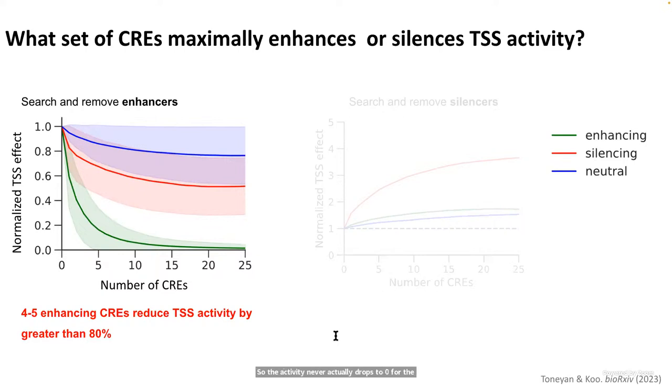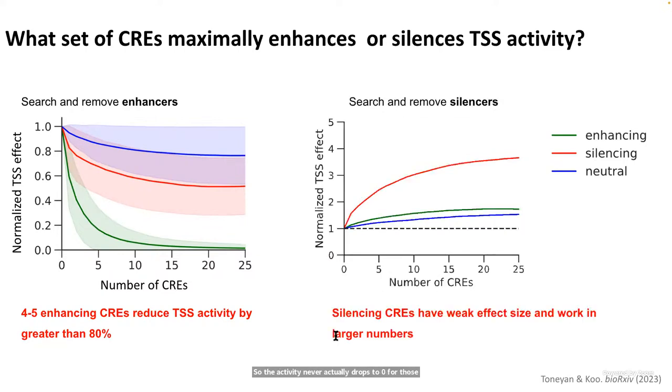We repeated the same greedy search, but for silencing CREs in this case, using the same exact set of sequences, but now optimizing for, oh, that didn't render right, but optimizing for increasing the TSS activity, gradually removing the most silencing tiles. And interestingly, we can see that silencers have smaller effect sizes on average and work in larger groups. And again, in enhancing and neutral context, we see different silencing tiles as well.